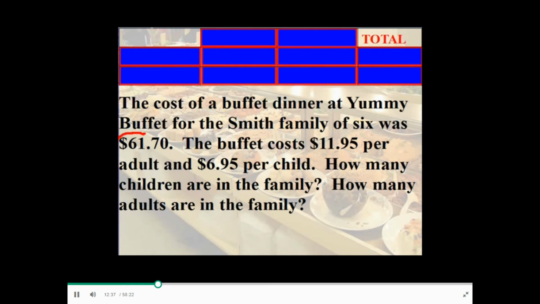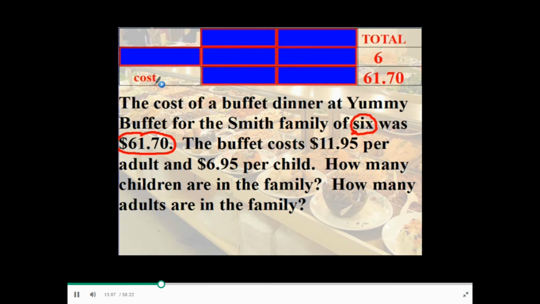Here, I think everybody can agree, $61.70. That's easy to find as a total. So my other total is a little trickier, probably because it's not written in numbers, it's written in words. So the Yummy Buffet for the Smith family of 6. 6 is the total number of people. So our two totals are going to be 6 and 61.70. 61.70 is the amount of money. So I'm going to put cost here, or you could just put a big old dollar sign if you want. And then 6 is the total number of people.